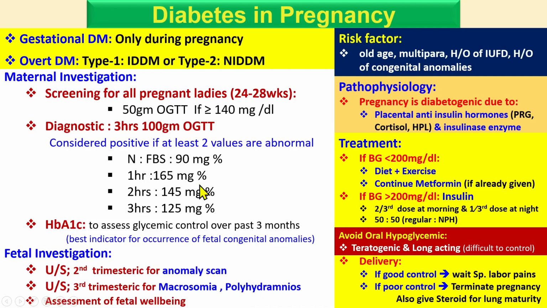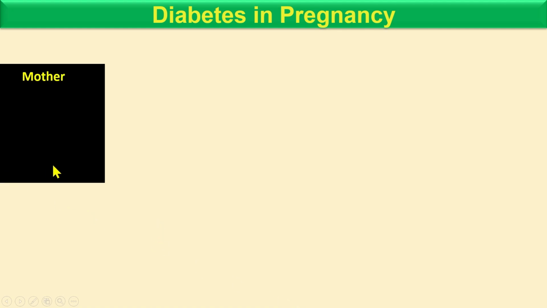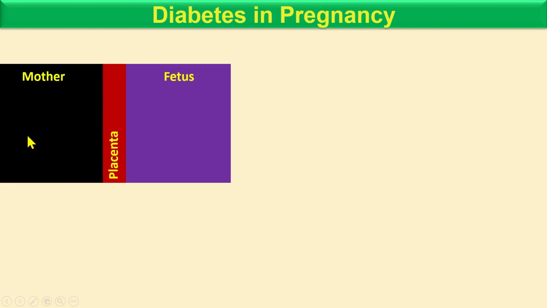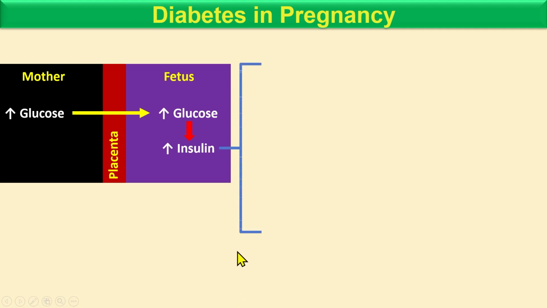So why are a lot of these anomalies occurring? This is all due to insulin. Why insulin? Let's look at it. Here is a mother, here is a fetus. If there is high glucose in diabetes, where the mother is hyperglycemic, this glucose enters into the fetus. This stimulates what? Insulin. So this high insulin, which is what? Insulin is anabolic. So there are a lot of problems associated with insulin.